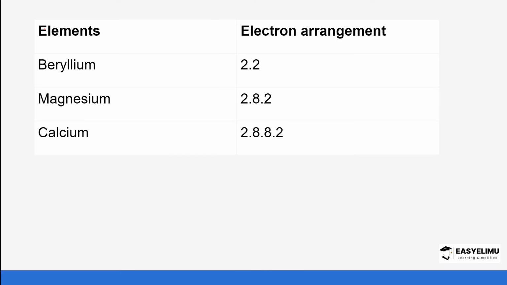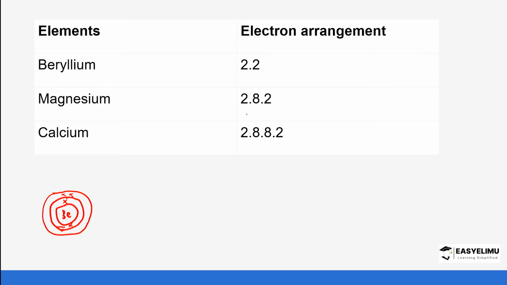When you look at the arrangement, you can see beryllium is 2.2. If you were to draw the dot and cross structures, it would be like this. So it has two energy shells. The first shell has 2 electrons, while the second shell has 2 electrons. Remember, you can use dots and crosses, it's still the same.